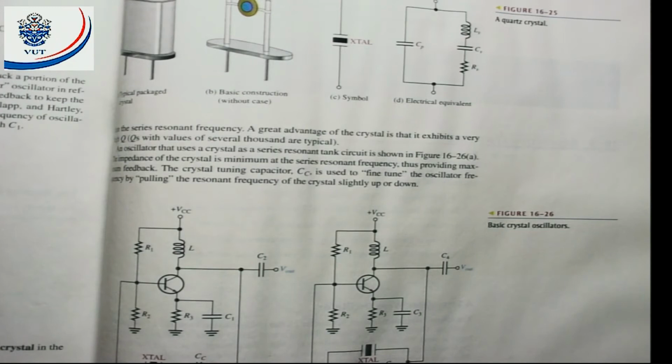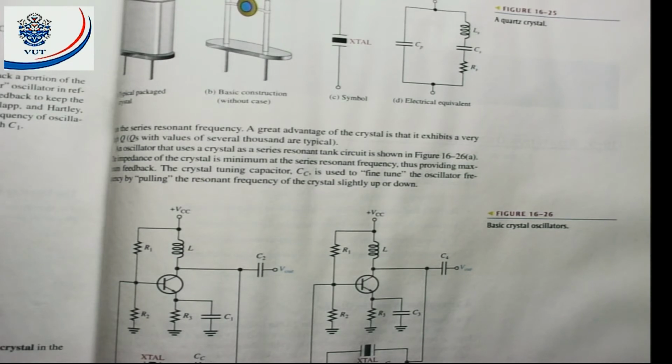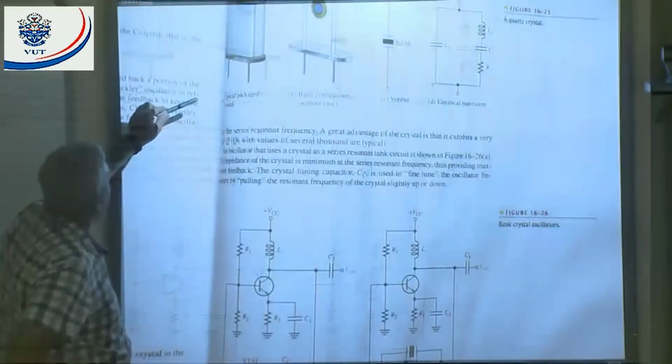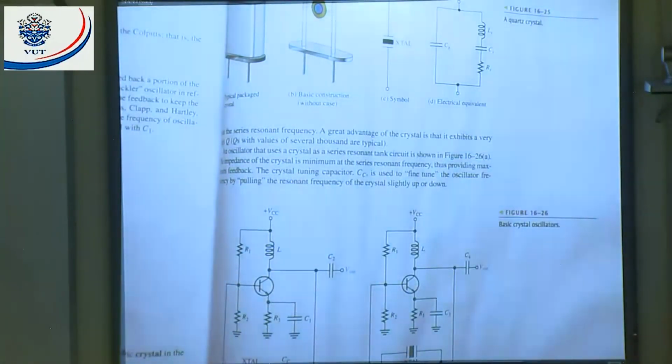They say a great advantage of the crystal is that it exhibits a very high Q, with values of several thousands being typical. In an oscillator that uses a crystal in a series resonant circuit, shown in figure 16.26a, the impedance of the crystal is minimum at its series resonant frequency, thus providing maximum feedback. The crystal tuning capacitor CC is used to fine-tune the oscillator frequency by pulling the resonant frequency of the crystal slightly up or down. Now, if you look at this, let me just move it a little bit down.